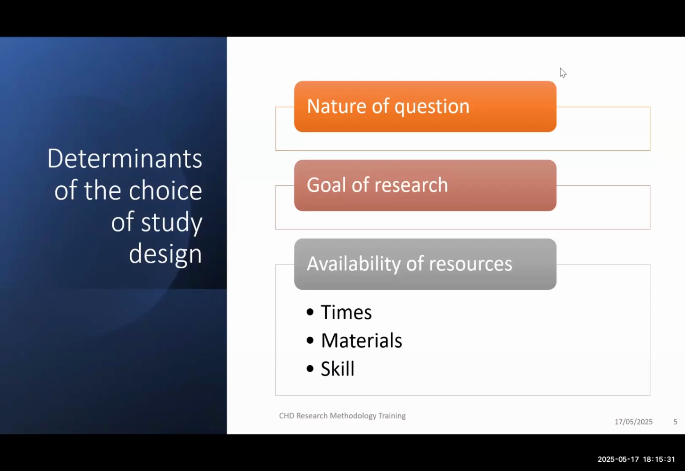If you don't have time, what do you use? The skills you have also help you to determine the design. Do you have the skill to actually conduct a randomized control trial? Can you measure adequately? A lot of times people want to do a qualitative study, and we know that the skill for a qualitative study is not what everybody has. There are very few people who have the skill to carry it out. So if you're unable to do that, what do you do? Those are some of the things that will determine the choice of a study design that one wants to use.